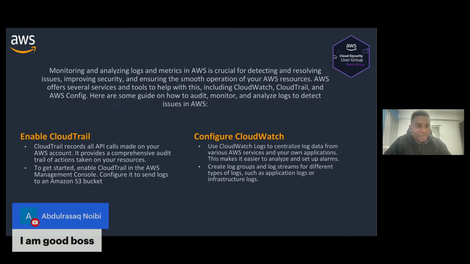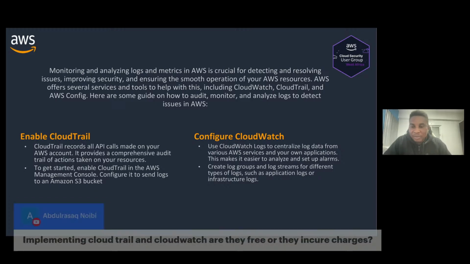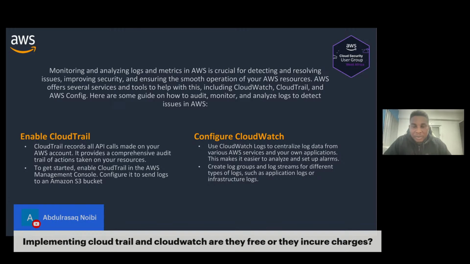Question? Basically, it is not free, but I think it is very cheap. It's almost free. It's charged per number of API calls that you have, and any other resources that are used with it can also be charged. But it's almost free, because you hardly notice that you are being charged, but it is not free. Any other question?